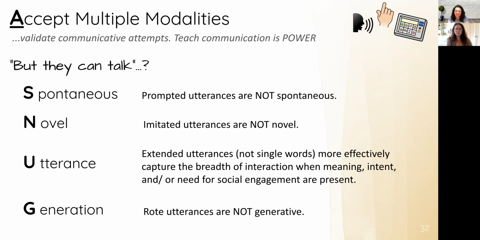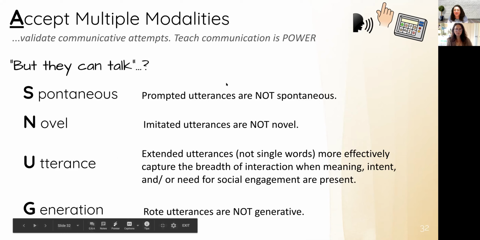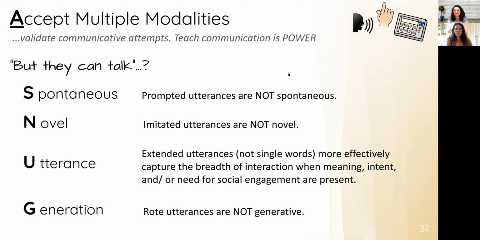So really take some time, and if you have a kid where you're like, oh, but they can talk, they don't need AAC, think about what their speech and the language that they are producing really looks like. And if it's prompted, imitated, if it's rote, then it's not SNUG. And so AAC would actually benefit them to give them that power of producing some unique language.